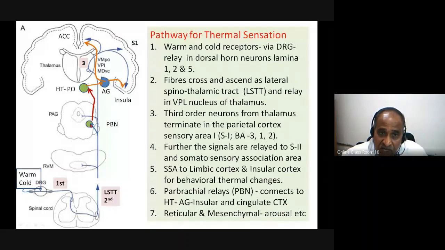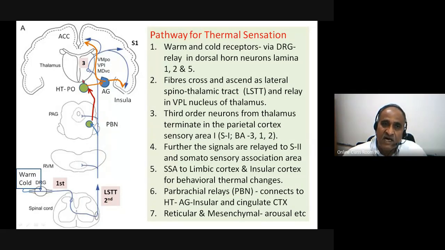However, if we look at another relay here, the parabrachial nucleus, which I have made green here, this parabrachial nucleus would talk to the hypothalamus. It has a connection with the hypothalamus. From this hypothalamus, especially the medial preoptic nucleus, there are many things which maintain temperature regulation.